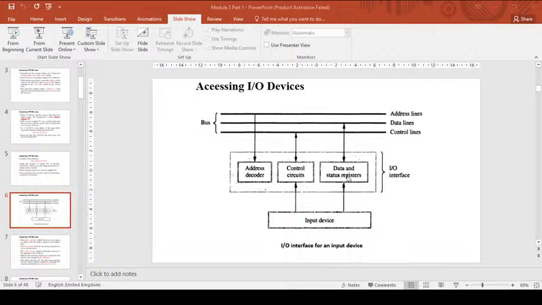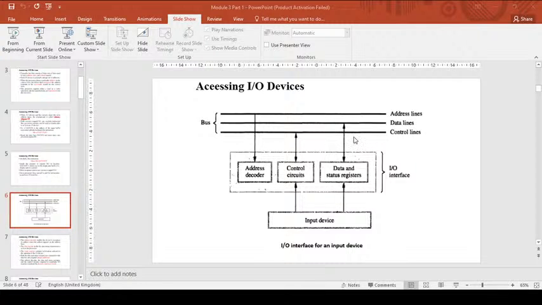Then you have the data and the status registers. You know data in, data out are nothing but the data registers. S in, S out are the status registers. And you know what the uses of it are. So instead of having this data in, S in, data out, S out registers in the input and output devices, these will be present in the IO interface.